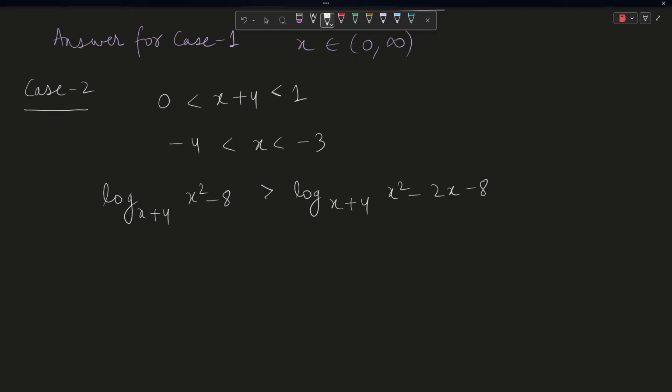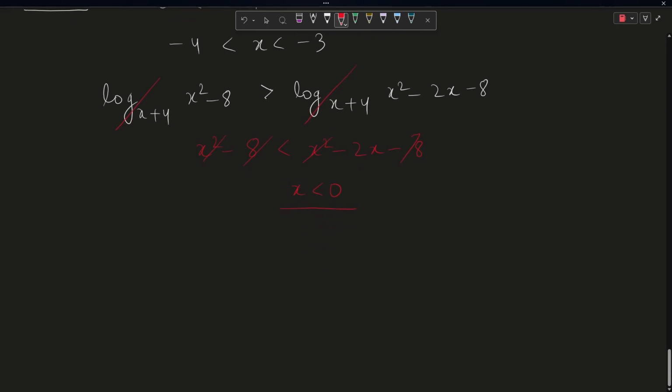Now we can cancel the log part here also. But because the base is between 0 and 1, in that condition the sign of inequality will reverse. So I can cancel the log, but the sign of inequality will reverse. So x² − 8 is less than x² − 2x − 8, or I can say that x is less than 0, right?